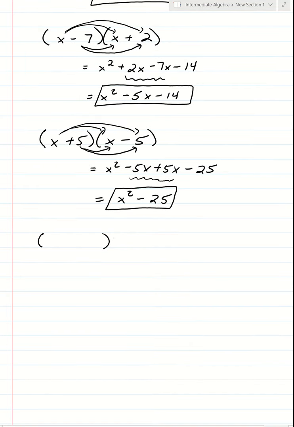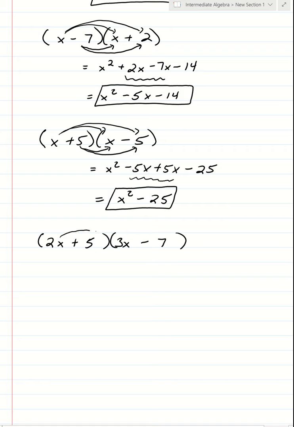Let's try a few others. Let's say we have 2x plus 5 times a 3x minus, let's say, 7. Let's multiply these together. Be careful of your signs and your numbers.